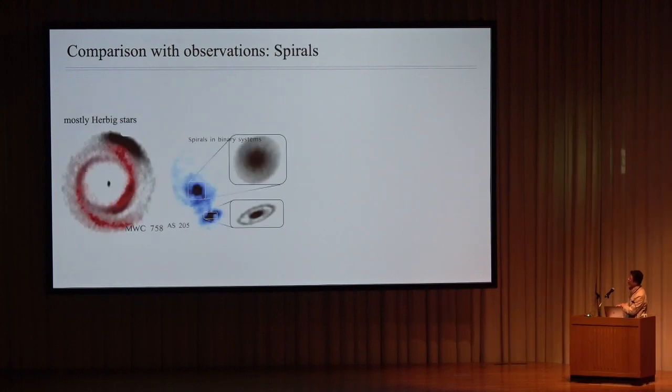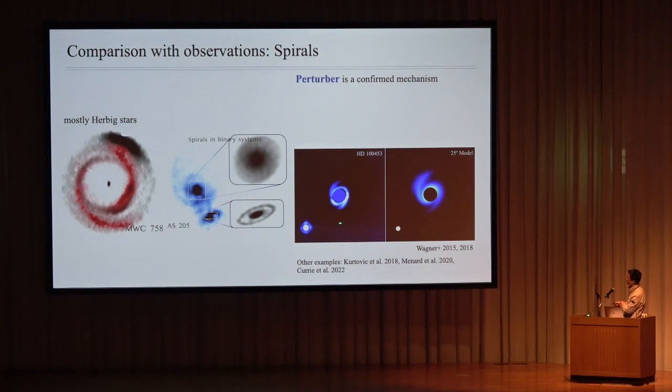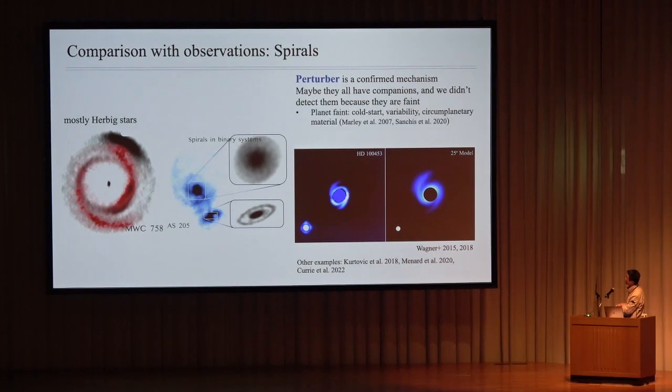So about the spirals, so far the only confirmed mechanism for spirals is the companion, the perturber. In this system, we have a companion inside these two beautiful spirals. And for HD 100546, we have a companion with these two spirals, and we can reproduce them by numerical simulations. So you could argue that all of the spirals are associated with a companion.